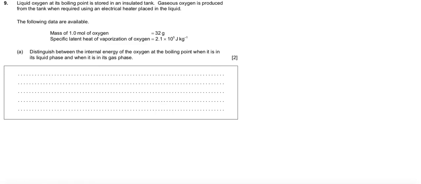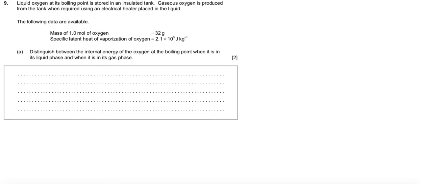Okay, so exercise number 9a. Liquid oxygen at its boiling point is stored in an insulated tank. Gaseous oxygen is produced from the tank when required using an electrical heater placed in the liquid. The following data are available. We have the mass of 1 mole of oxygen, which is 32 grams. We have the specific latent heat of vaporization of oxygen, which is 2.1 times 10 to the power of 5 joules per kilogram. And you have to distinguish between the internal energy of the oxygen at the boiling point when it is in its liquid phase and when it is in a gas phase.